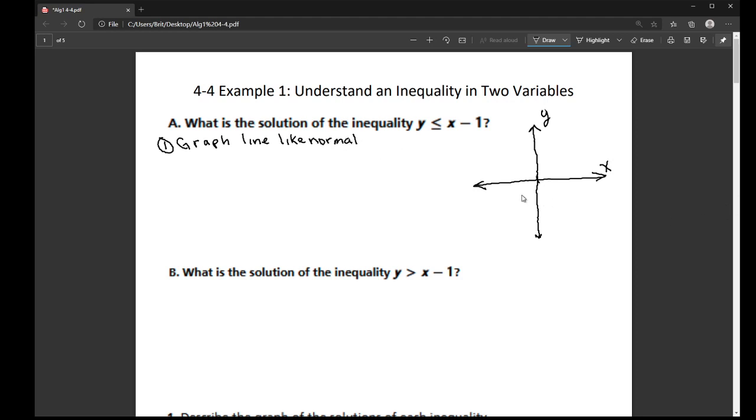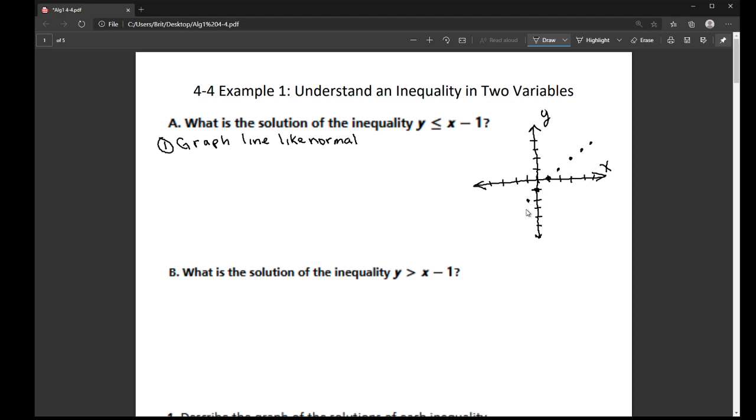Alright, so that means that I will be using the y-intercept that it has here of -1. And then it's going to have a slope of 1, right? Because there's a 1 in front of that x. So I'd have a point here, and here, here. So I'll eventually draw a line between those points.